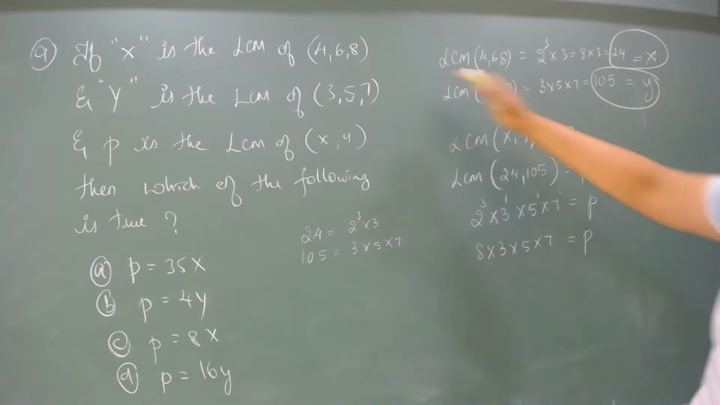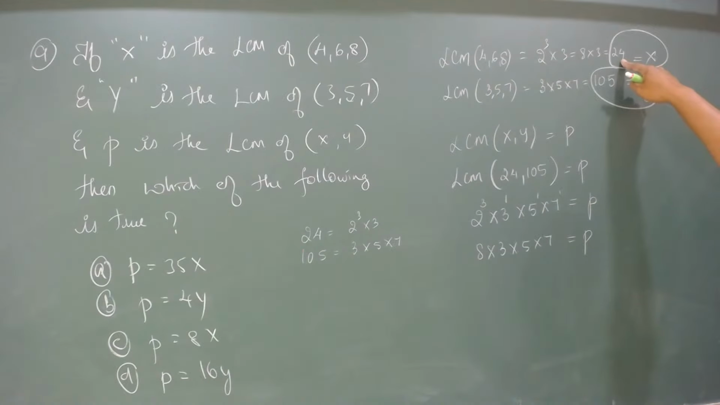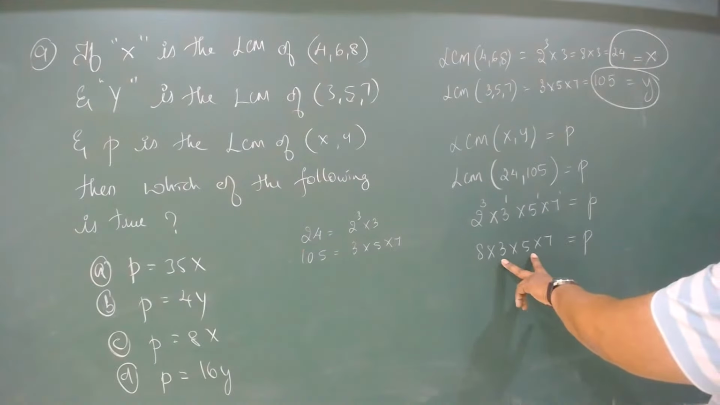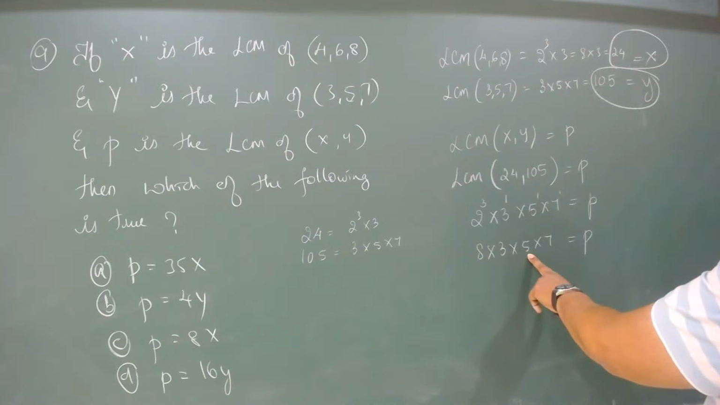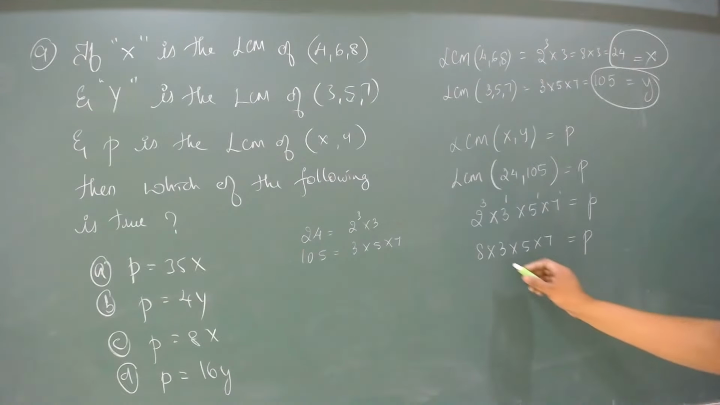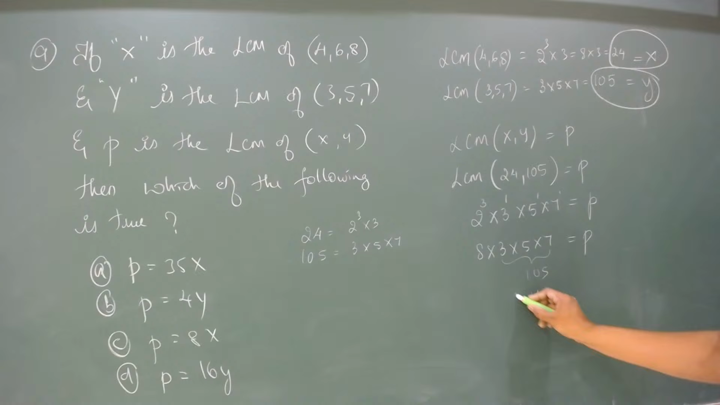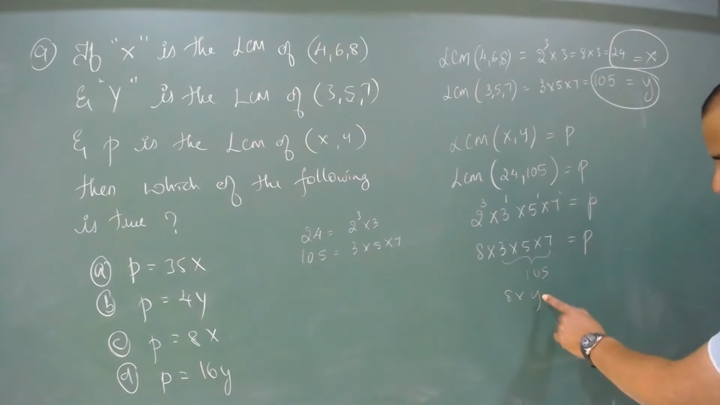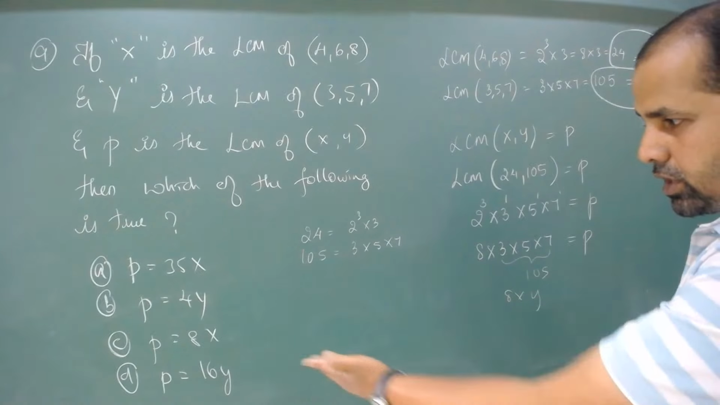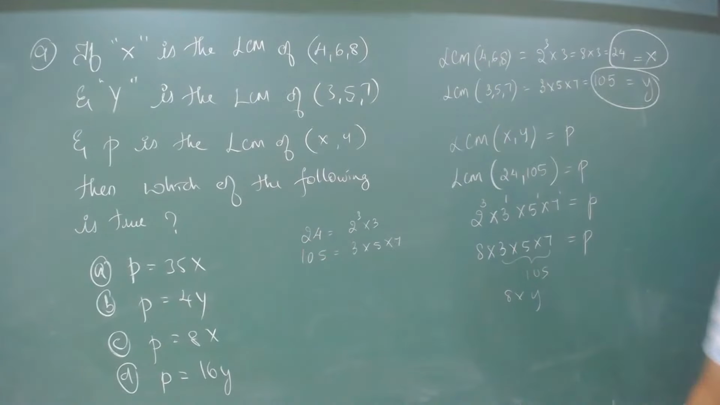So the LCM of 4, 6, 8 is 24, and the LCM of 3, 5, 7 is 105. Now let us check. If I take 5 into 3, 5 7s are 35, 105. Here I get 105, which is nothing but y into 8. Do we have that option? 105 into 8, y into 8. We don't have that option. Y into 8 is not there.